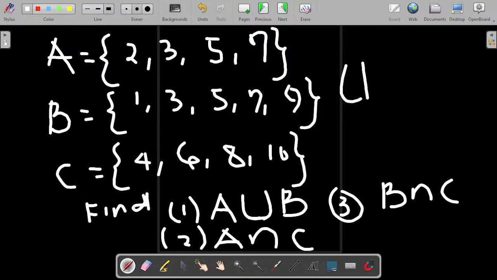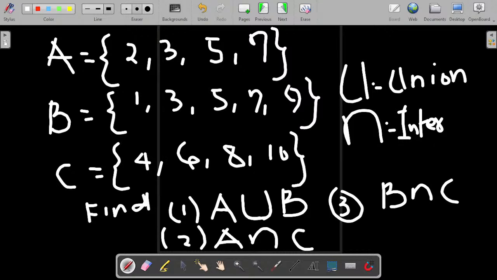This symbol stands for union. Union ordinarily means when people come together. It's what we call union. This symbol here means intersection. Intersection means what is common between two things. So those that are common, those are the things to write down. If it's not common, that means you are not writing anything down. So union is to combine two sets together. Those things you see there, 2, 3, 5, and 7, those are what we call the elements.